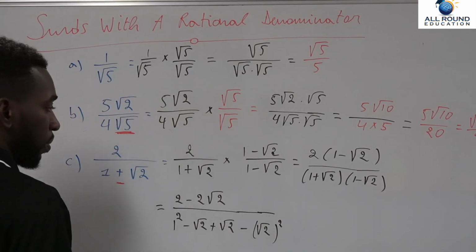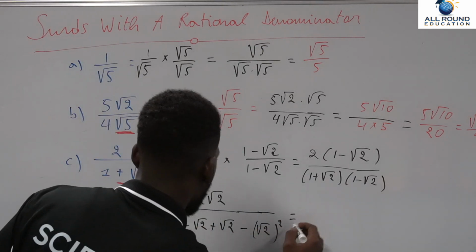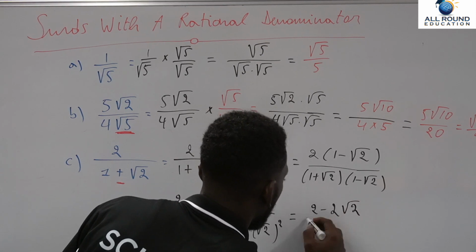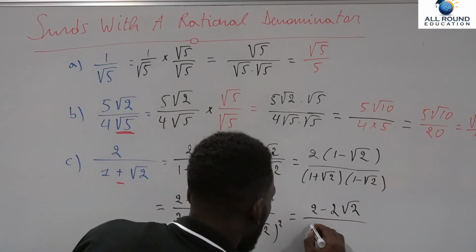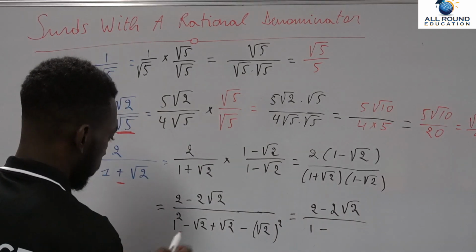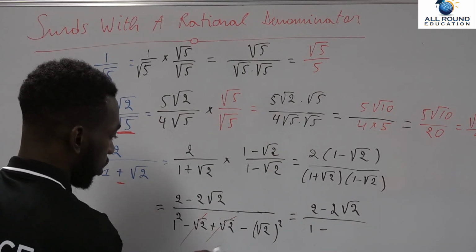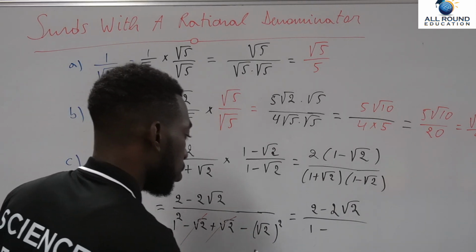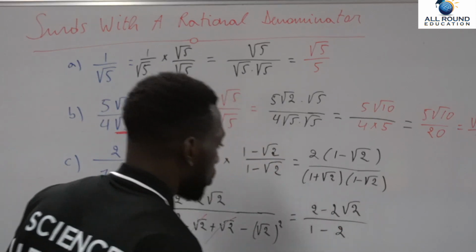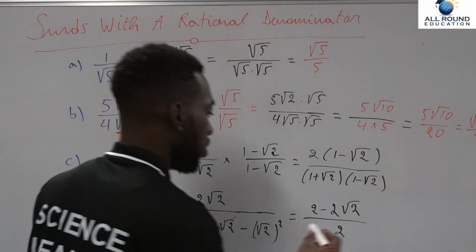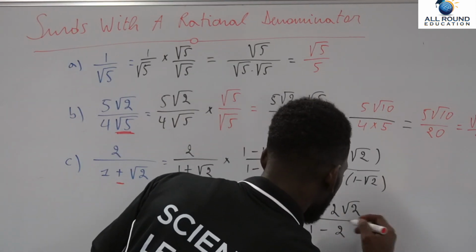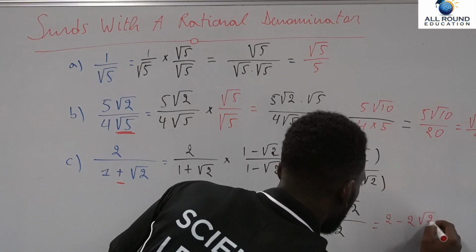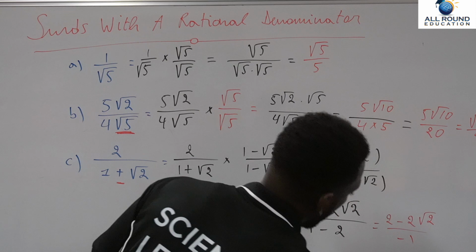Right, squared. So on my next line here, at the top I'm still having 2 minus 2 root 2 over. However, here this is 1. 1 squared is 1, and this minus and plus will cancel. And then here, what is root 2 squared? Root 2 squared is just 2, so minus 2, right? And what is the final answer? Then the final answer is just 2 minus 2 root 2 over negative 1, right?